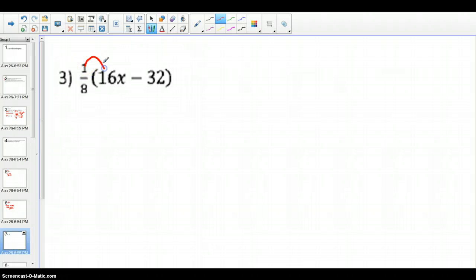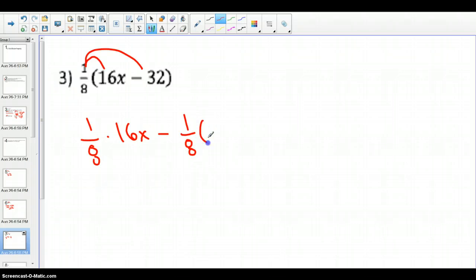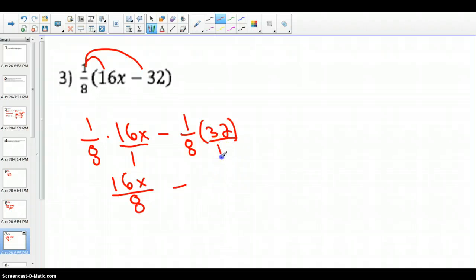So I'm going to take the 1/8, multiply it by the 16x, take the 1/8 and multiply it by the 32. So I have 1/8 times 16x minus 1/8 times 32. Now remember, when I have a fraction times a quantity, all I really have to do with the 16x is put it over 1, and I multiply the top times the top, so I get 16x, 8 times the 1, and I get 8, minus, I'm going to put 32 over 1, I'm going to take 1 times 32, and I get 32, 8 times 1 gets me 8.